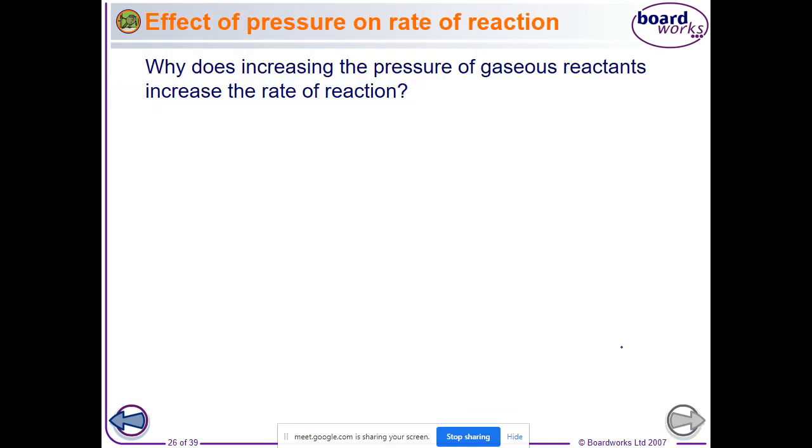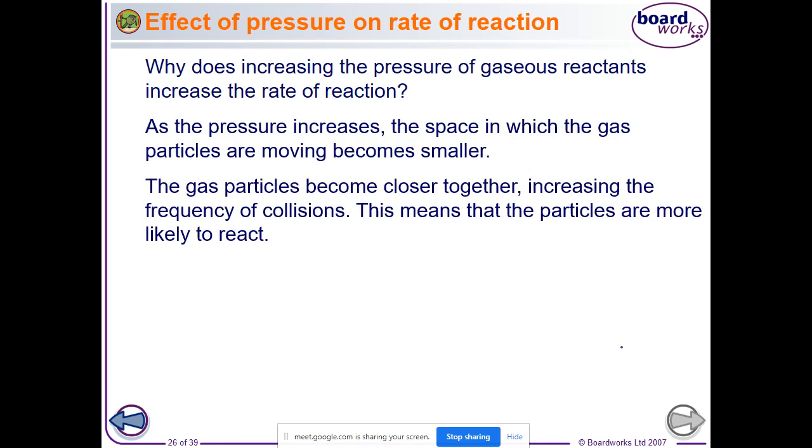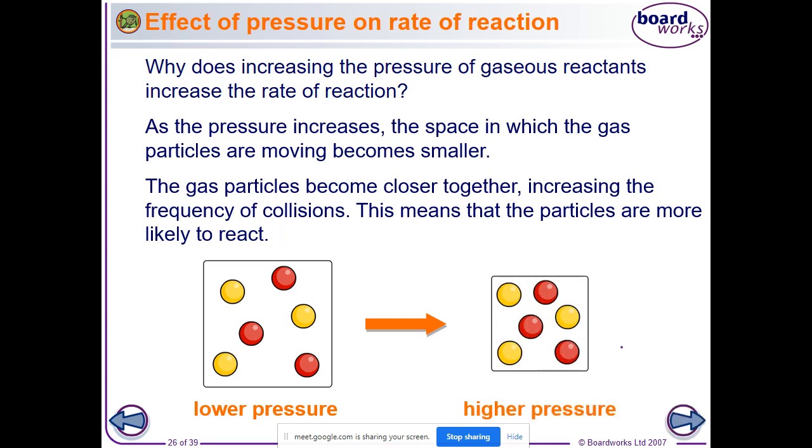Why does increasing the pressure of gaseous reactants increase the rate of the reaction? As the pressure increases, the space in which the gas particles are moving becomes smaller, right? The gas particles come together, and at higher pressure they are going to come very close to each other and collide with more energy, right?